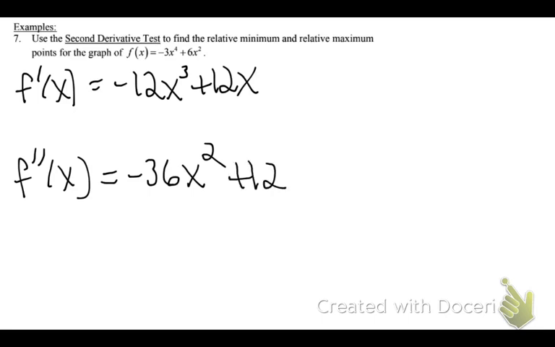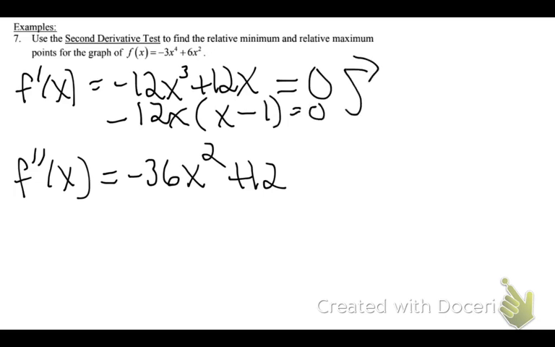So we still need to get our critical numbers from the first derivative. We can factor out a negative 12x, which will leave us with x squared minus 1 equals 0. So our critical numbers are x equals 0. Actually, that's supposed to be a squared right there.